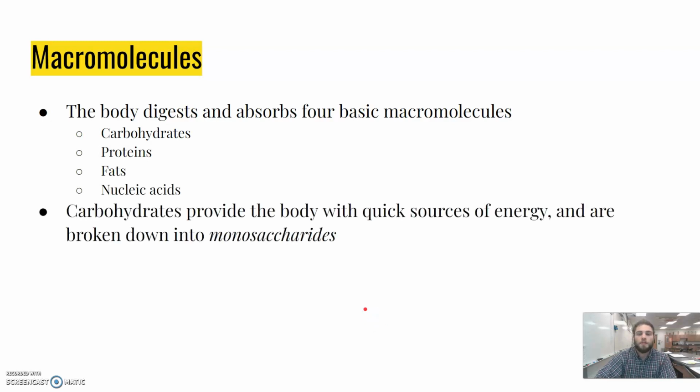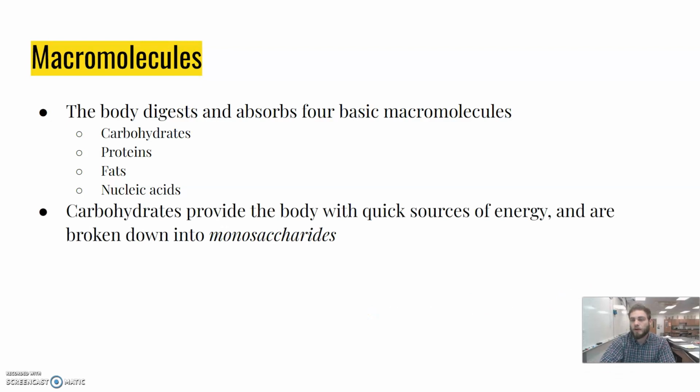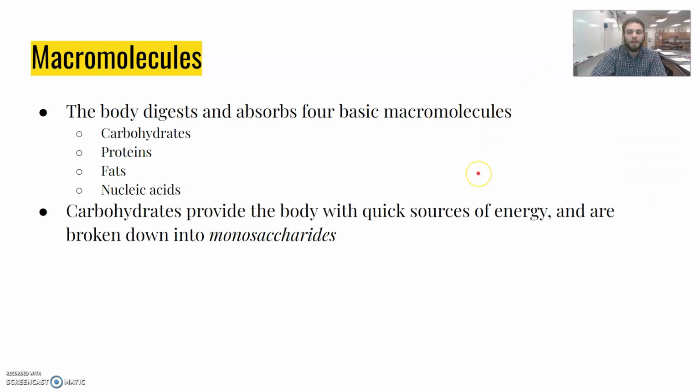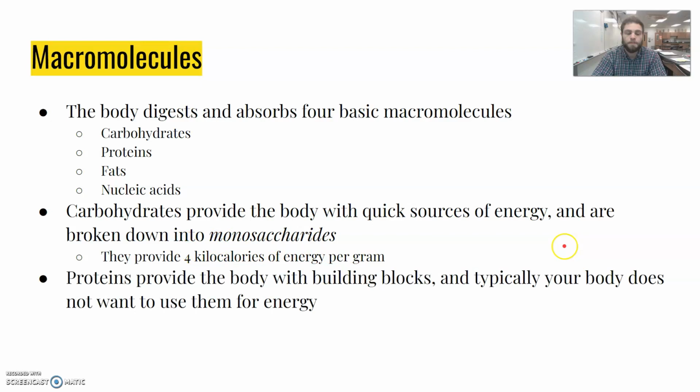Carbohydrates are going to be the body's preferred energy source. They're going to give it very quick and available energy, and when digested, they will be broken down into monosaccharides. Each gram of a carbohydrate is going to provide 4 kilocalories of energy per gram, and so that's 4,000 calories. That kilo, meaning 1,000, little c calories will be important later.